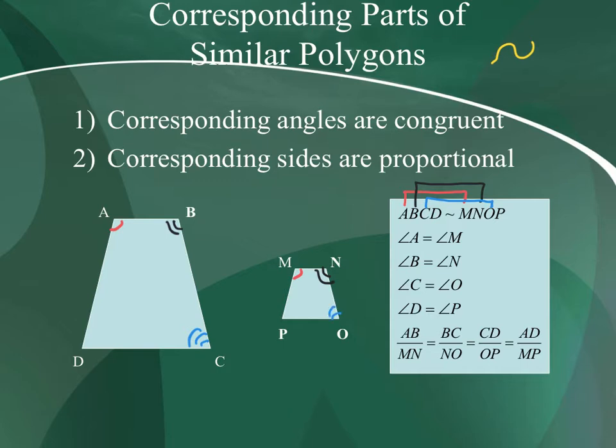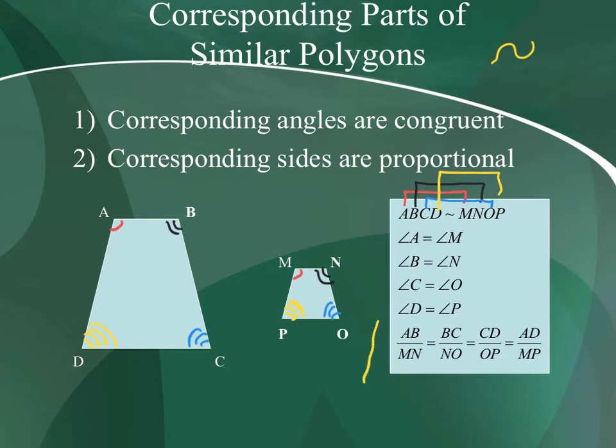Now, the reason why I'm showing you this is that sometimes they try to trick you and flip the pictures upside down. So these are both sitting the same way, so it's nice and easy. You can see A is congruent to M, B to N, C to O, D to P. The angles have to be congruent. However, notice the sides here.